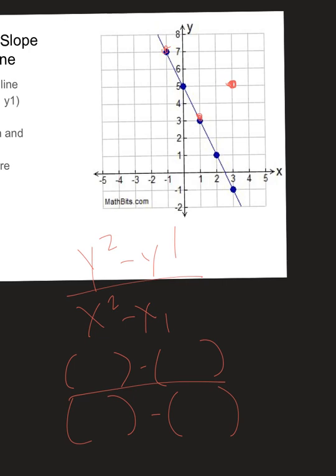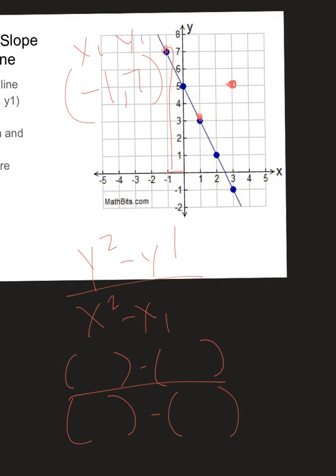We're going to identify this point first. We're going to start here at the origin. I go 1 to the left, so it's a negative 1. And I'm going to go 7 up. So that coordinate is negative 1, 7. And we're going to call that x1, y1.